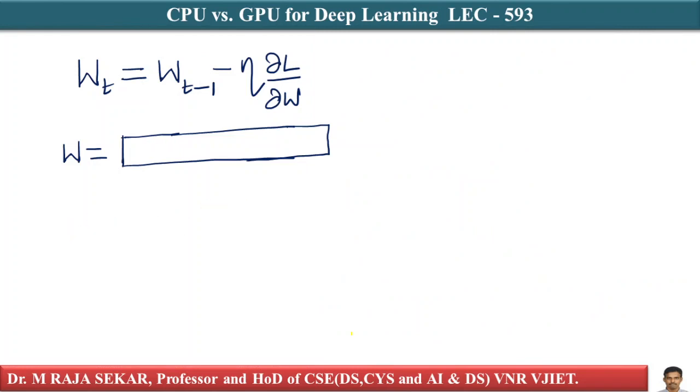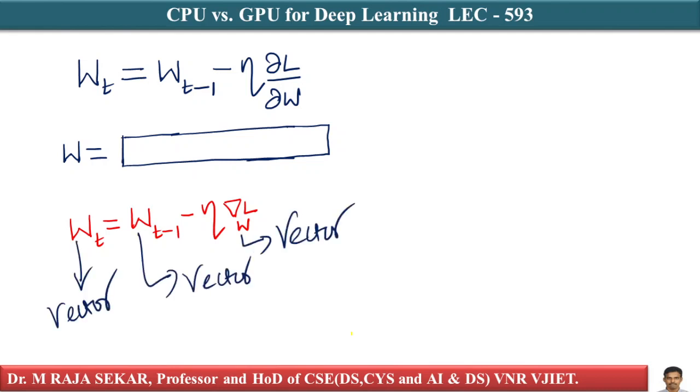Look at an update. What is my update equation? Wt equal to Wt minus 1 minus eta into the derivative of L with respect to the weight. Now instead of one weight, W here is a vector of all the weights, that's why I'm keeping a box. W is a vector, a set of weights. I can write my update equation in vector form: Wt equal to Wt minus 1 minus eta into del L with respect to W, isn't it? So this is a vector operation. Wt is a vector, Wt minus 1 is a vector, del L with respect to W, all of them are vectors.